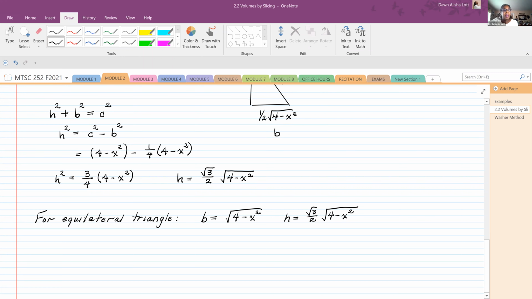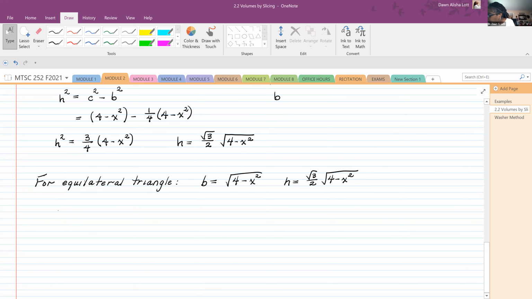And so now I know the area. So the area of the triangle is 1/2 the base, which is the square root of 4 minus x squared, times the height, which is the root of 3 over 2 times the square root of 4 minus x squared. So therefore the area is now the root of 3 over 4 times 4 minus x squared. Nice and simple.